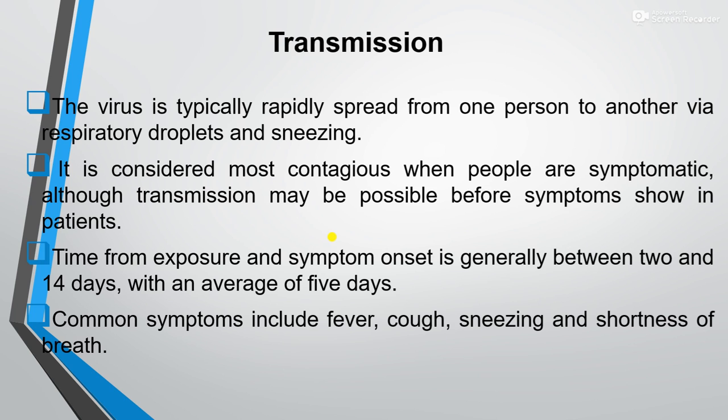How can this virus be transmitted from one person to another? The route of transmission of COVID-19: the virus typically spreads rapidly from one person to another through respiratory droplets and through sneezing. So this is the major pathway through which this virus can enter, through respiratory droplets and by sneezing.